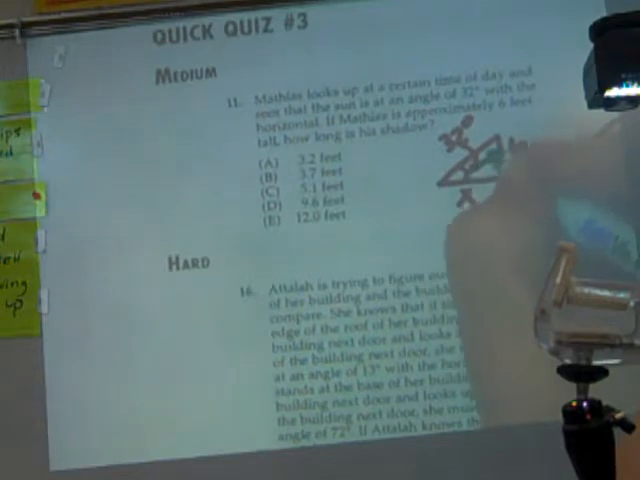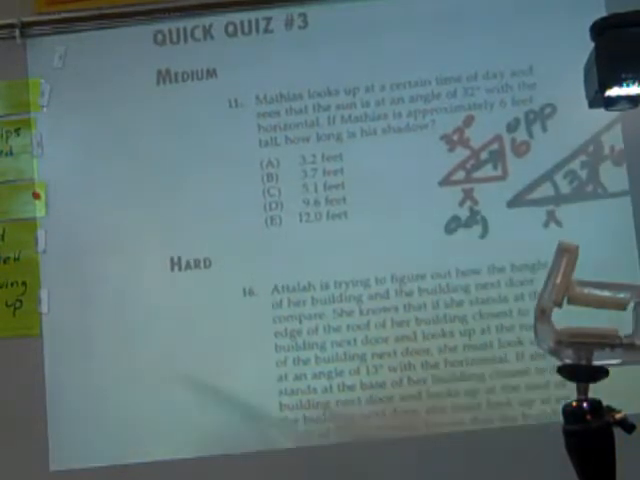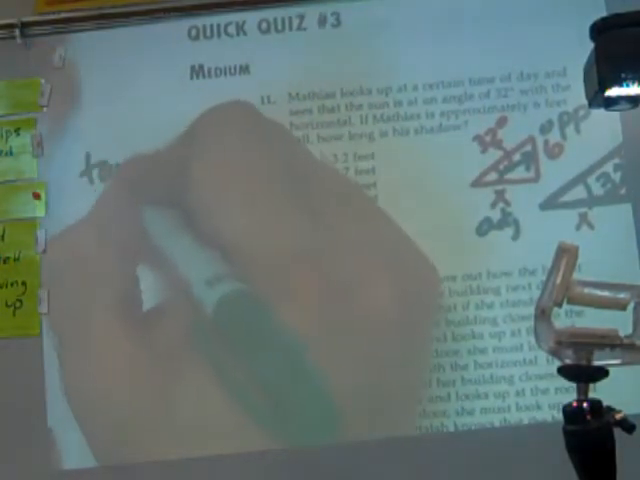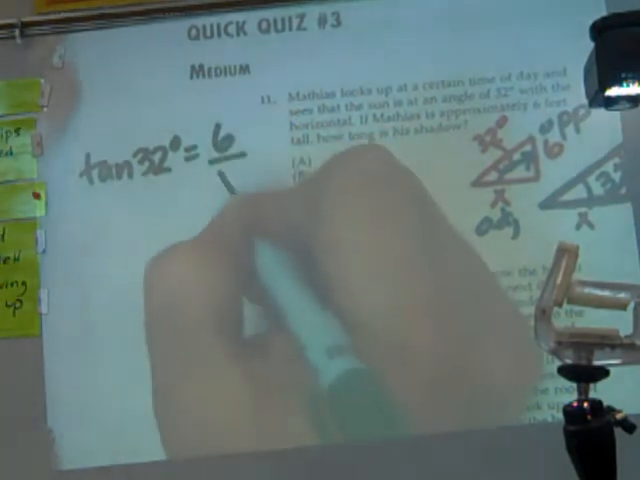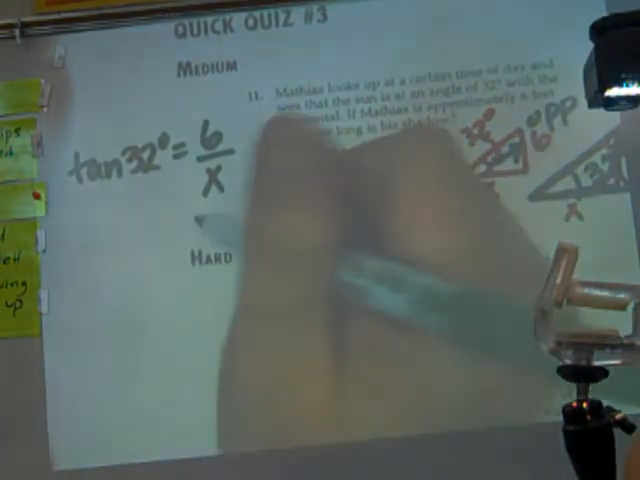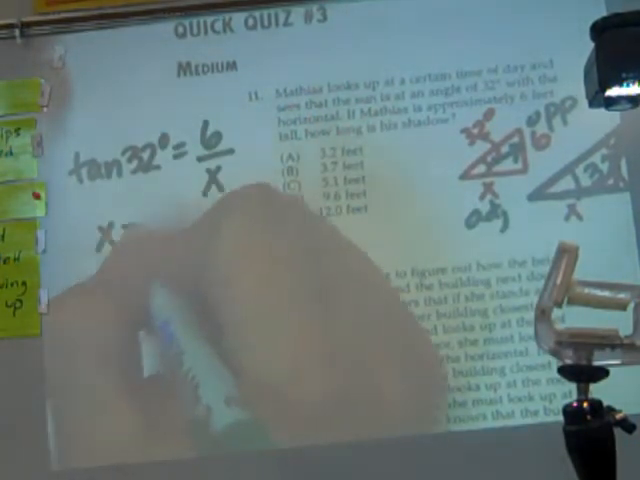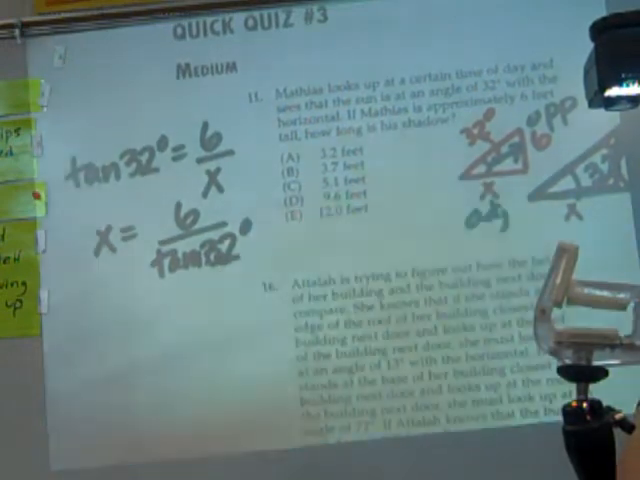So if we look, we have this angle. We have the side opposite. We're looking for adjacent. That's tangent. So the tangent of 32 degrees equals 6 over x. Opposite over adjacent. And remember, if the x is on the bottom, we have to switch. So it's 6 divided by the tangent of 32 degrees.